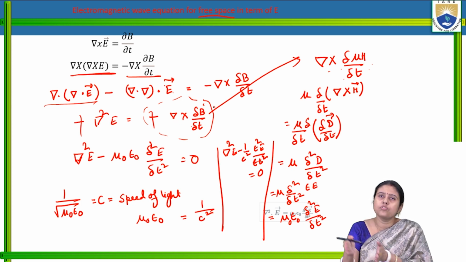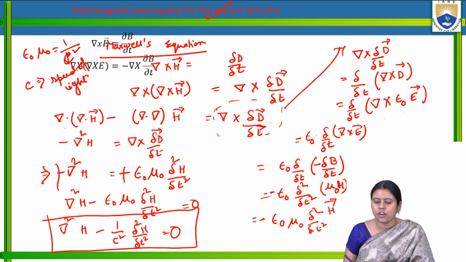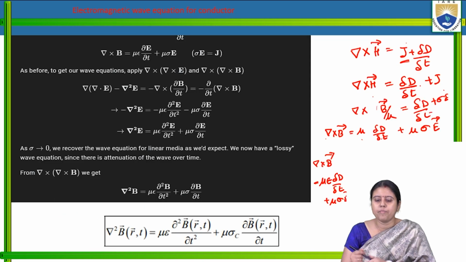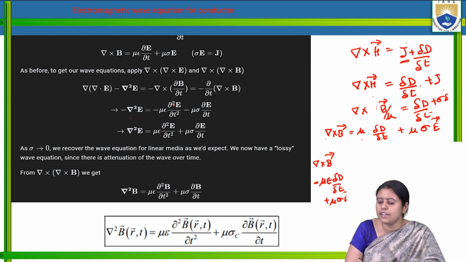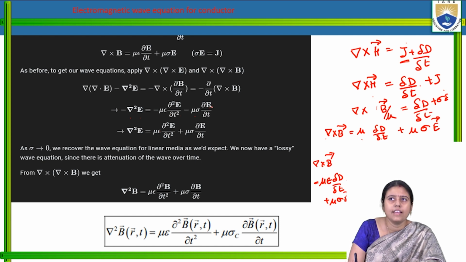These things we are again applying for the conductor. So what did we get? Minus grad square E is equal to minus grad del B by del T, and in the case of the grad cross B we already got mu epsilon delta E square by delta T square minus mu sigma delta E by delta T.